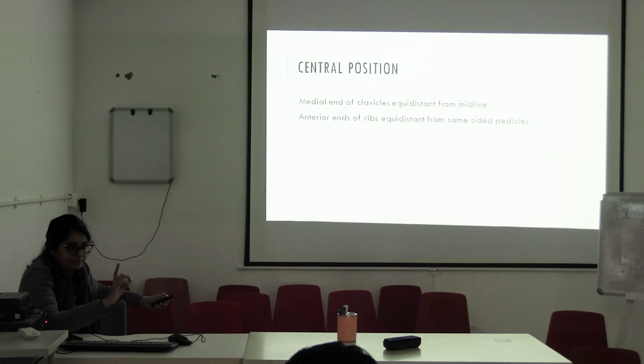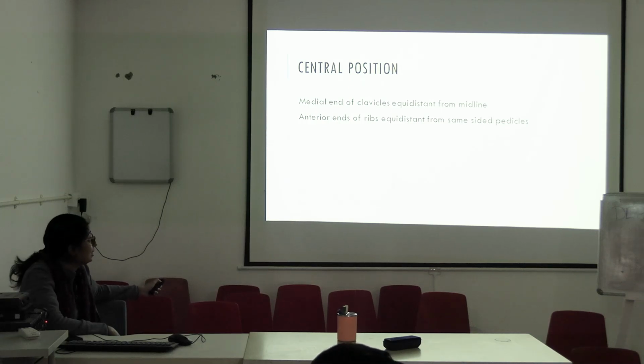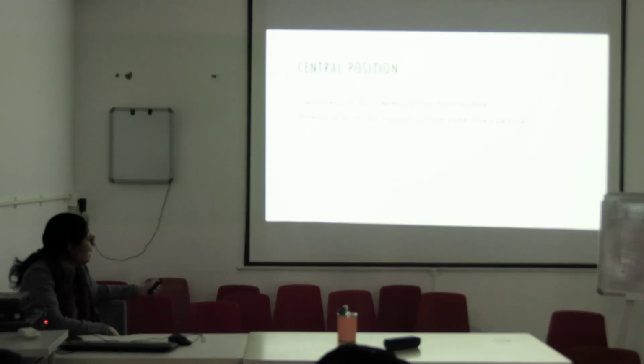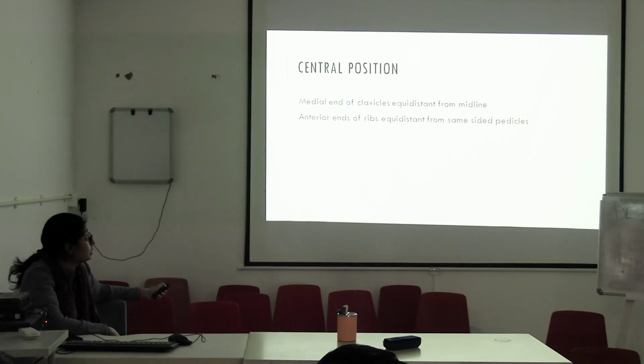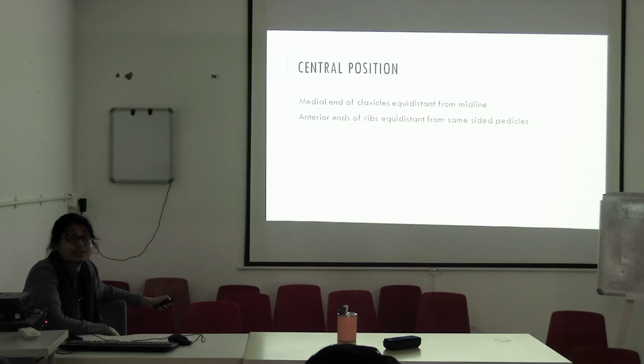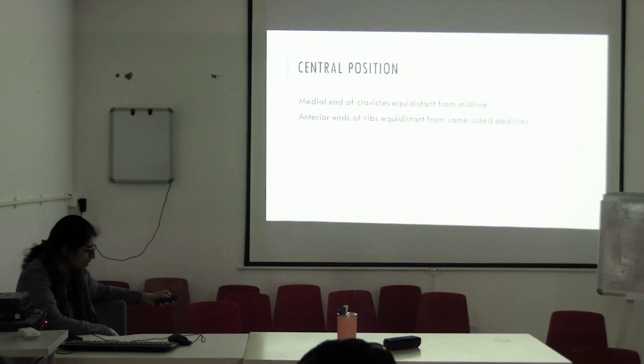Now position. What is central position? When the examiner asks you, just tell me how will you determine the position of the film, what is the structure you will look at? The medial end of the clavicle. Whether the medial ends of the clavicles are equidistant from the midline, and the anterior end of the ribs, whether they are equidistant from the same side, pedicles. Where are the pedicles? In the vertebral column, okay? So let's see.